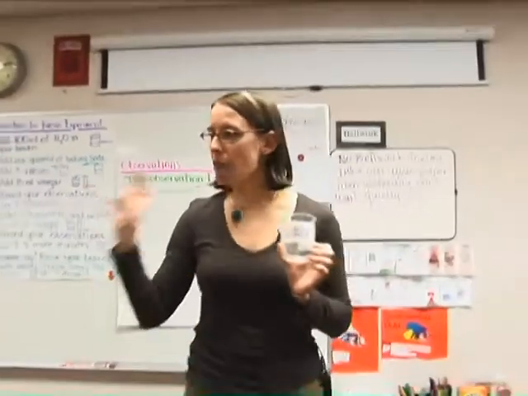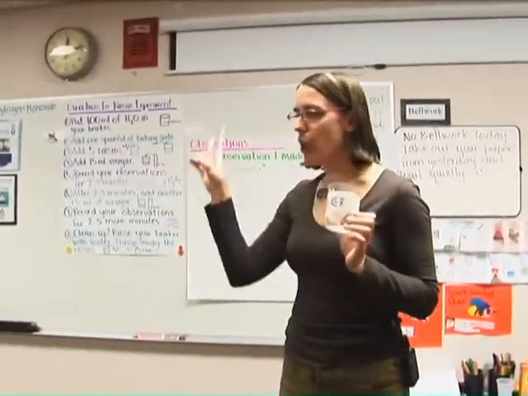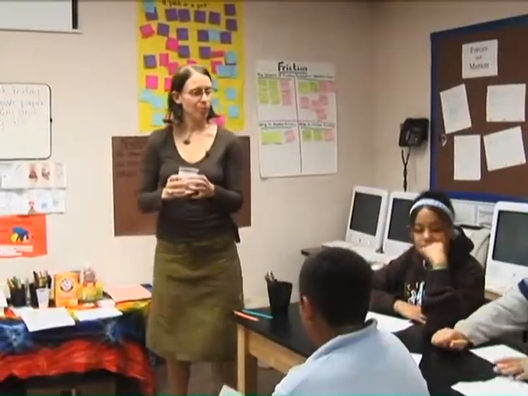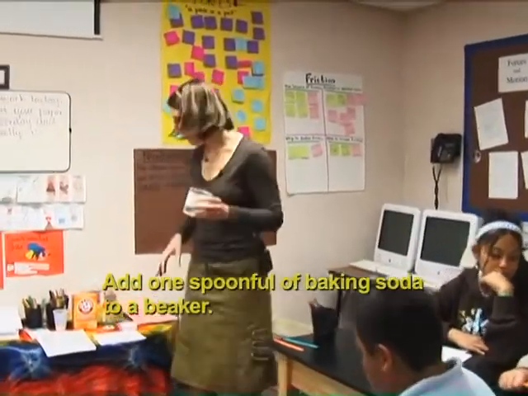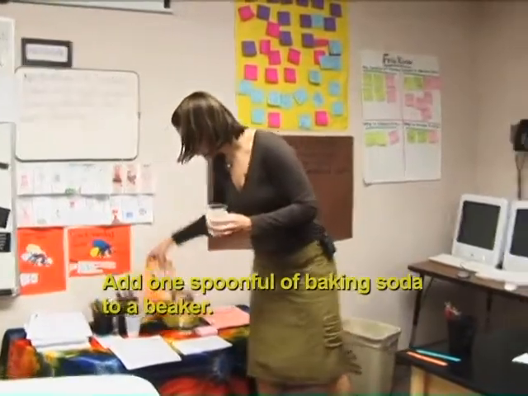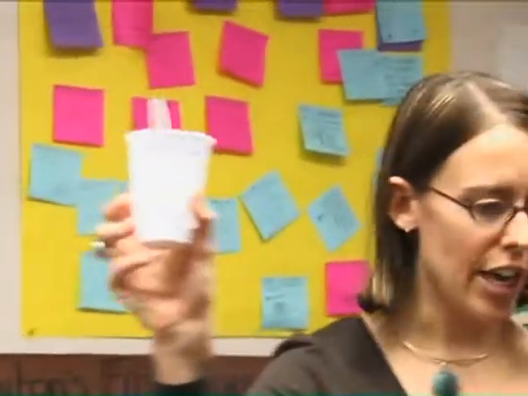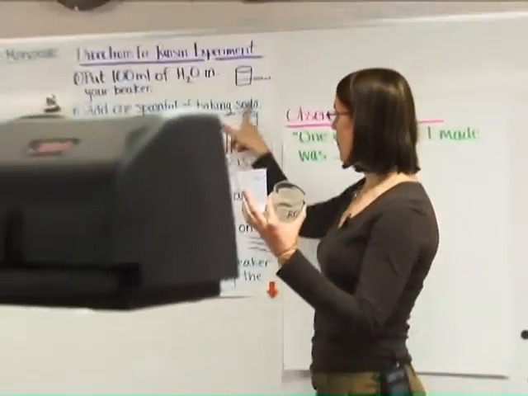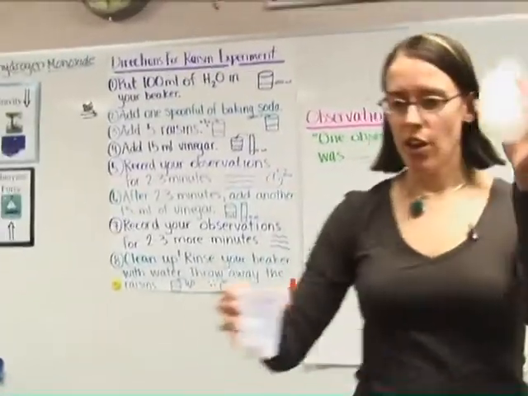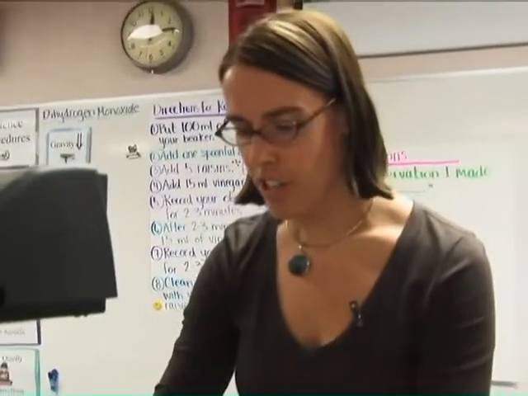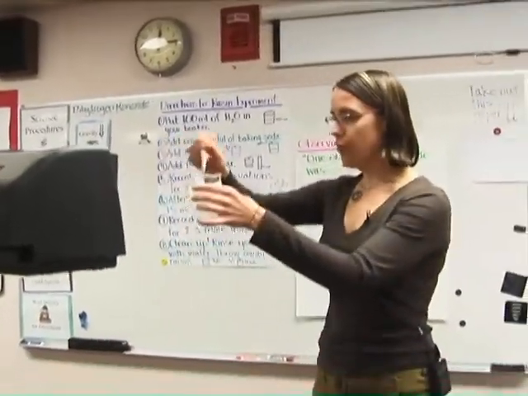Okay, I would like you guys to tell your partners step 2 and step 3. Horacio, what's step 2? Add 1 spoonful of baking soda to a beaker. Yep, okay, so we're going to be using baking soda today, and you guys have all seen baking soda before, but I actually have it in little cups for you today just to make it easier to get at your table. So you're going to add 1 spoonful of baking soda into the beaker. So you'll have water in your beaker, and you're just going to take 1 spoonful and put it in the beaker.